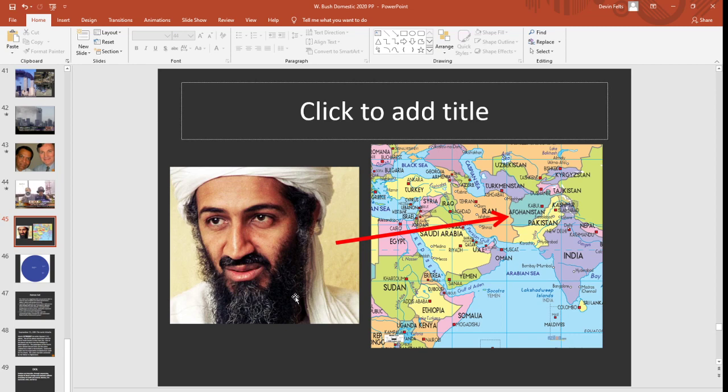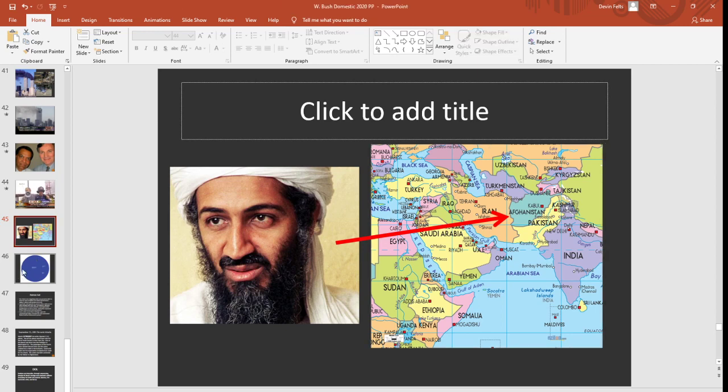So he commits these acts of terror, and he's actually located in Afghanistan. And so while he's in Afghanistan, the U.S. government demands that the Taliban government in Afghanistan hand over Saddam Hussein. The government in Afghanistan refuses, and so the United States invades and eventually, well, long story short, after years and years of hunting, Osama bin Laden is found, right?